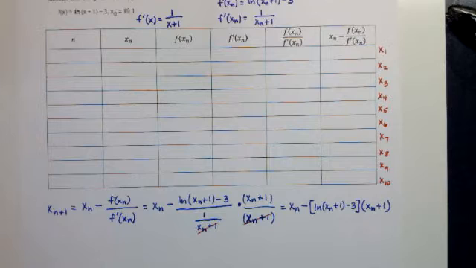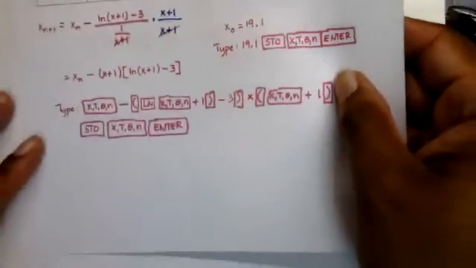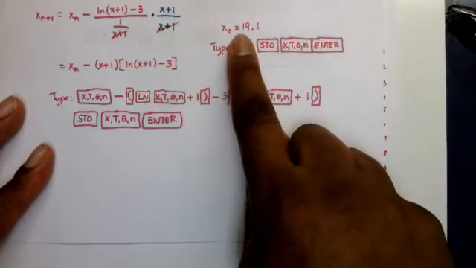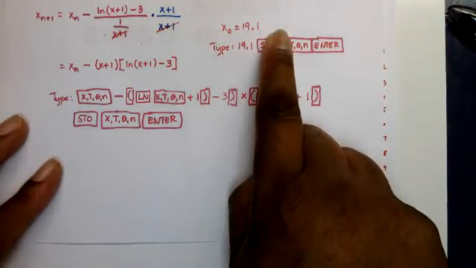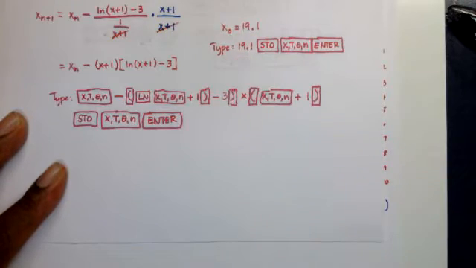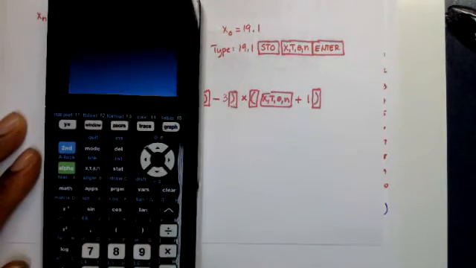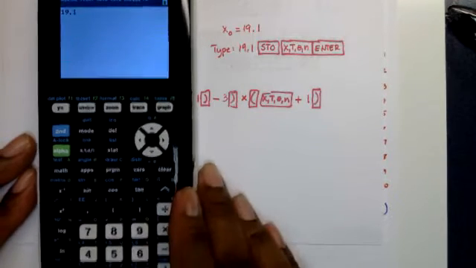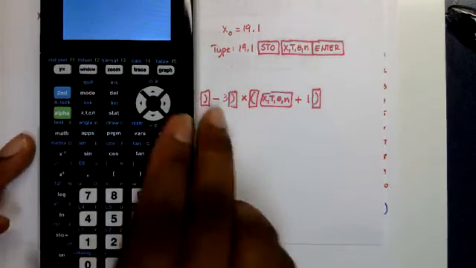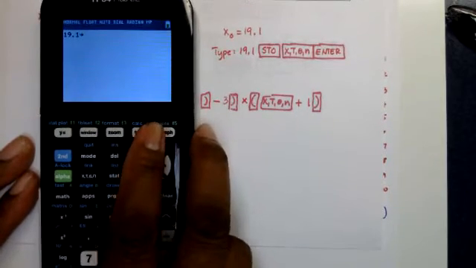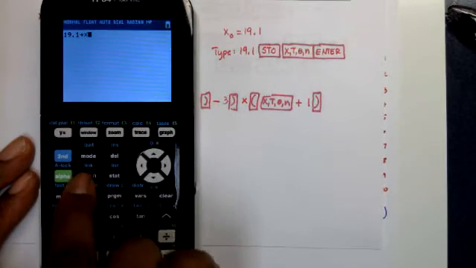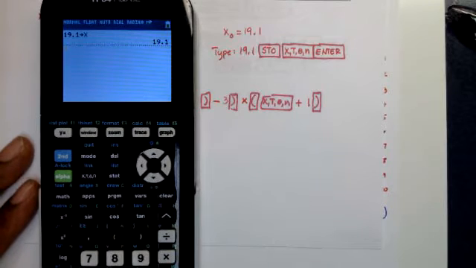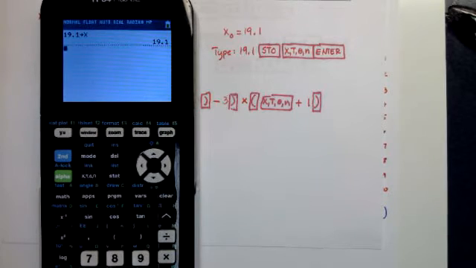All right, so here's what I'm going to do here using the calculator. I'm going to put this up here so you can see what I'm going to do. My x of 0 was 19.1. So the first thing I'm going to do is clear this out and type in 19.1. Press the button that says STO, which is at the bottom, and it's going to give you the right arrow. Then press the X,T,theta,n key for the x and then press enter. And it will give you back 19.1. That means that 19.1 will be stored as your value for x.